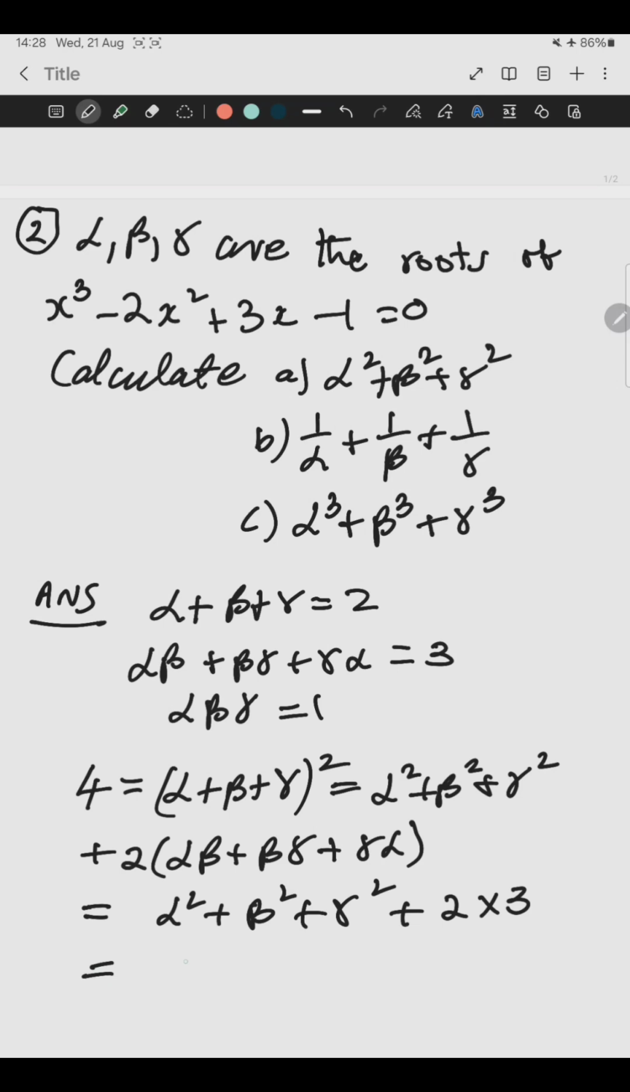And so we get alpha squared plus beta squared plus gamma squared equals 4 minus 6, which is minus 2. So that's done that little bit.